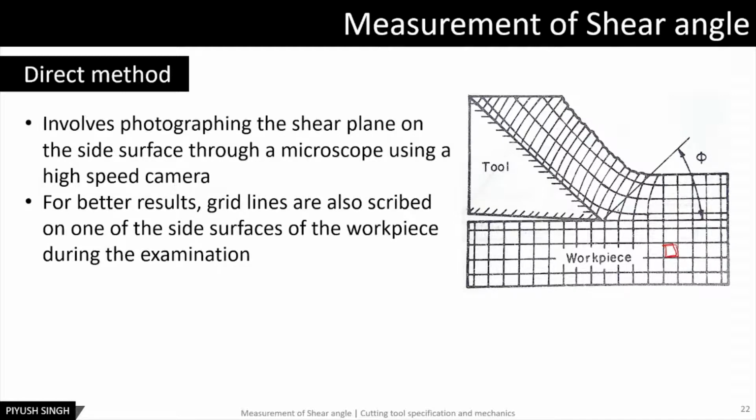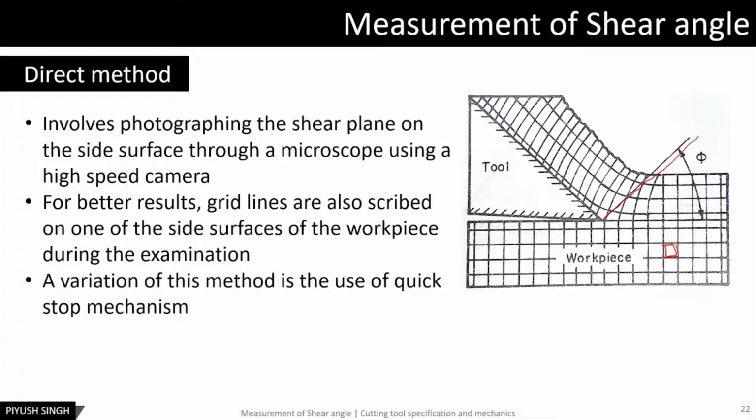You can observe that the change in the geometry of the grid lines occurs somewhat in this region. So the angle that the shear plane makes with the cutting velocity or the machined surface is called the shear angle. So this shear angle can be easily measured now. Clear?